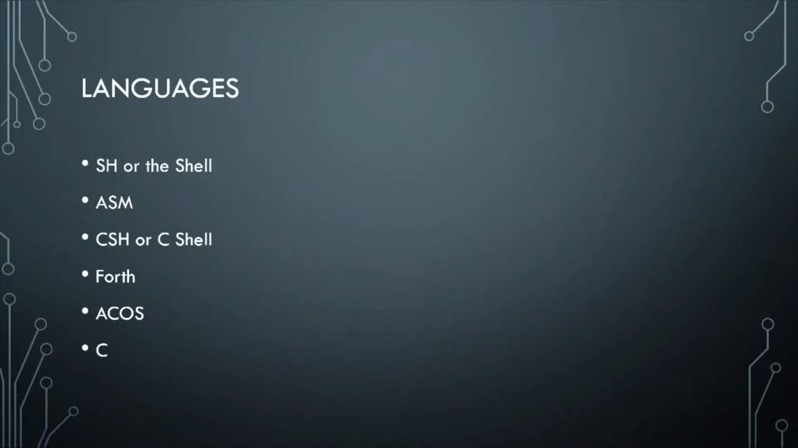There are 6 languages available or in development as part of A2osX. They are the shell, or SH, an assembler, or ASM, a C shell, CSH, Forth, ACOS, a language used to create BBSs like GBBS, and a C compiler.